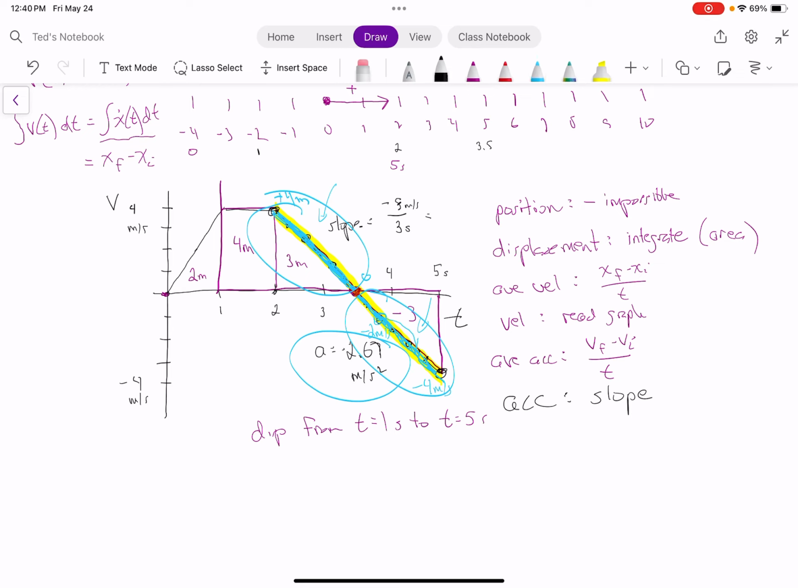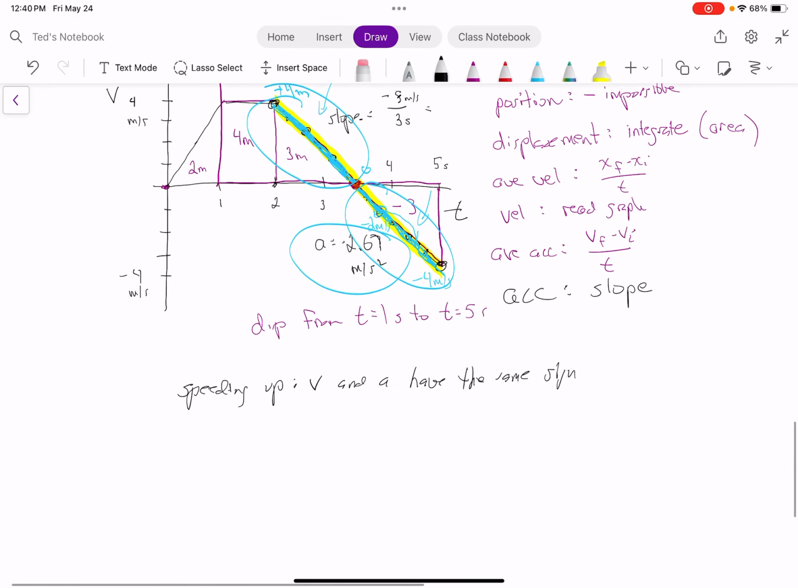So in general, speeding up means that the velocity and the acceleration have the same sign. That is, if your velocity is positive and your acceleration is positive, then you're speeding up. If your velocity is negative and your acceleration is negative, you're speeding up.